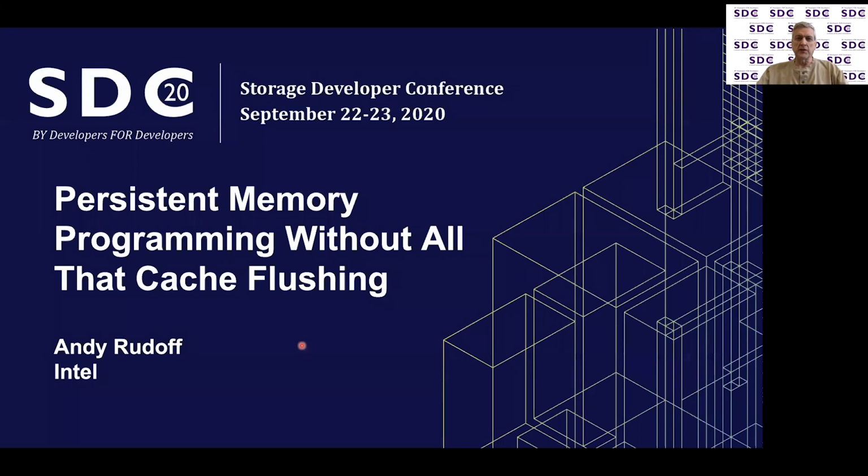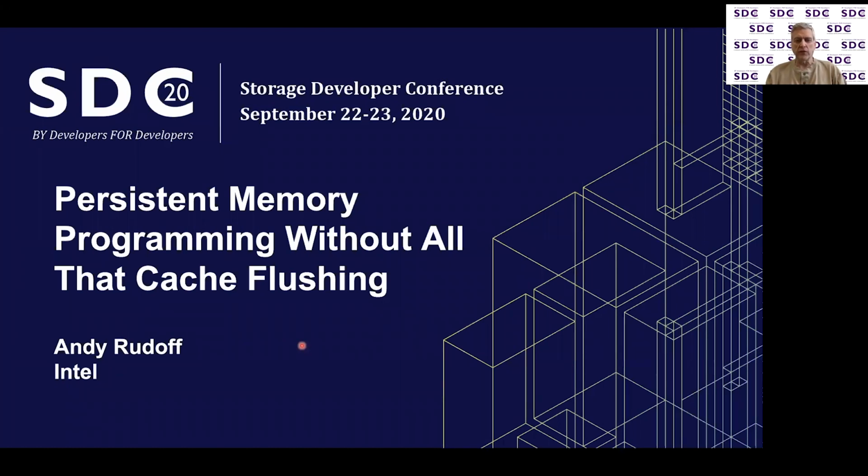But at these conferences, these SDC conferences, I really wear two hats. One is my Intel hat, where I'm the persistent memory software architect. But the other is my membership in the SNIA NVM programming technical work group, the TWIG, where I helped define the persistent memory programming model.